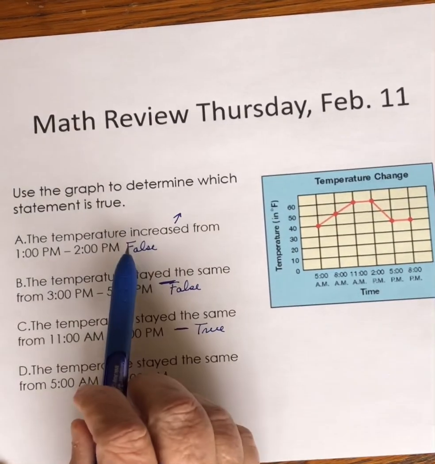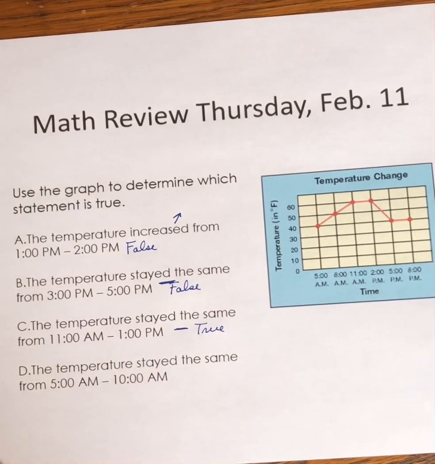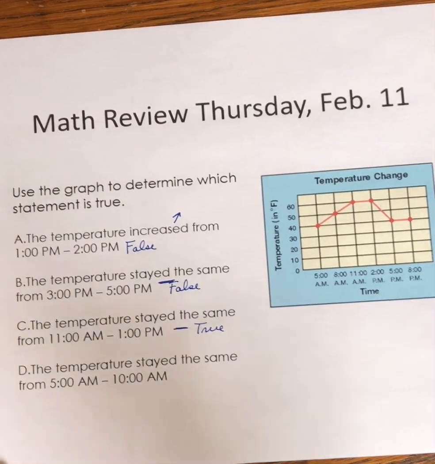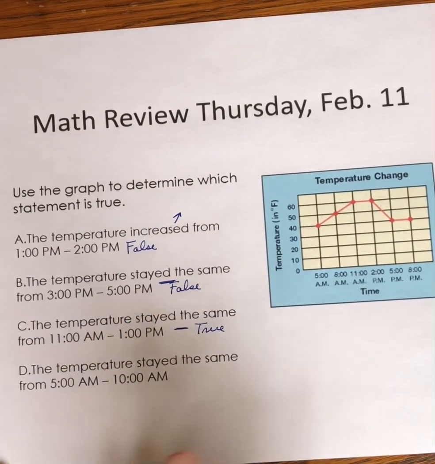Now notice how I write false or true at each one. I'm not going to try to remember. What did I say the first one was? Oh, maybe it was true. Write it down. It doesn't take that long to do. And then you make sure you get the right answer.